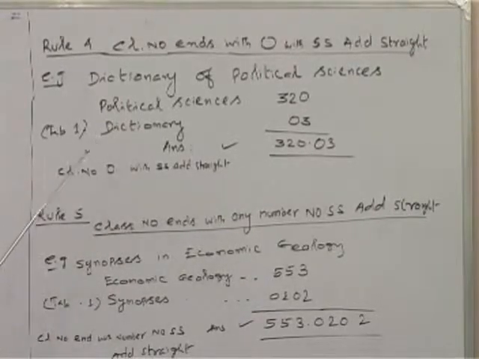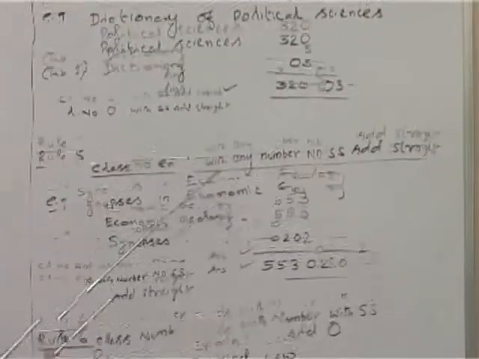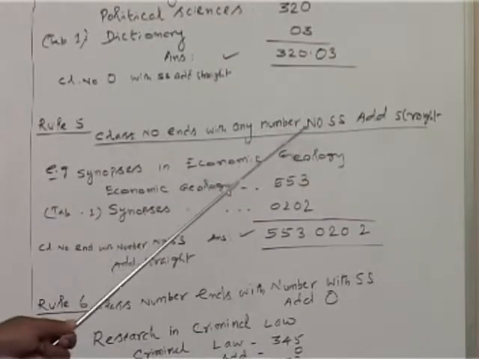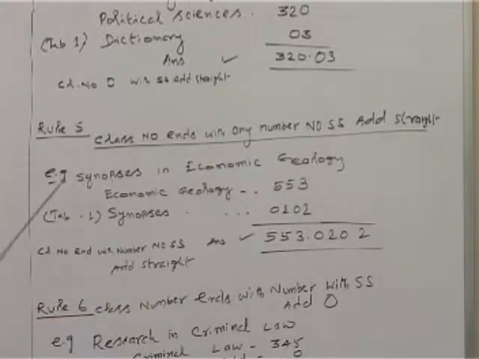Then let us move to rule number 5. Rule number 5 is, class number ends with a number from 1 to 9, any number, and no SS instruction is available there, you can add straight away. Let us see an example, synapses in economic geology. The subject is economic geology, 553, ends with a number. Then in table 1 you can find synapses 0202. So here under 553 you may not find any SS instruction, so the class number ends with a number, no SS instruction, then you can add straight away.